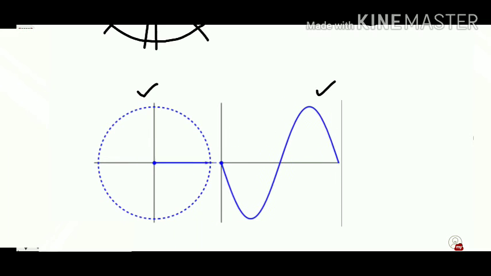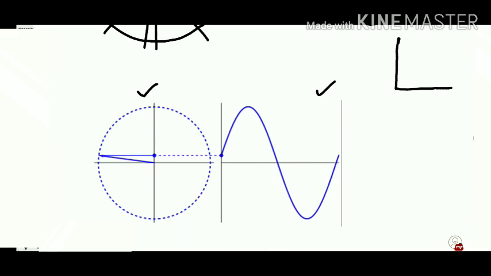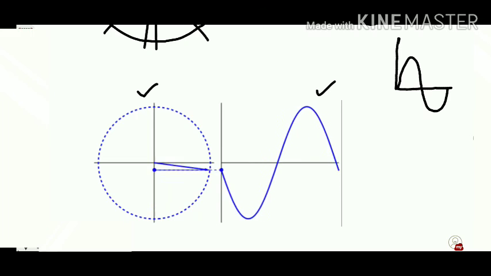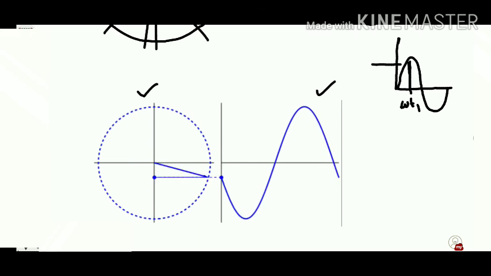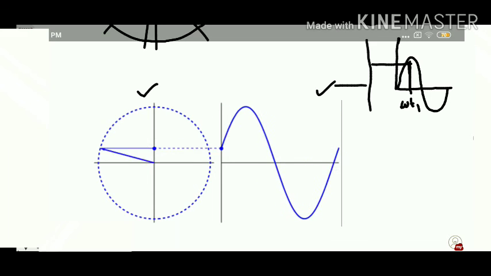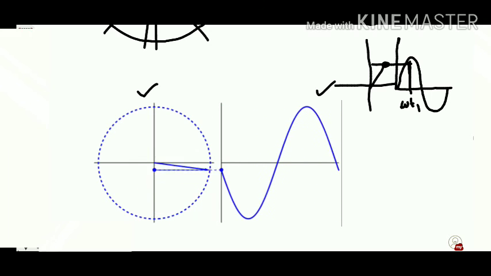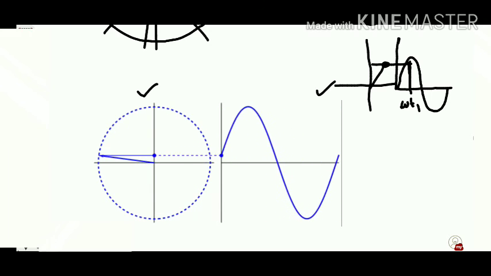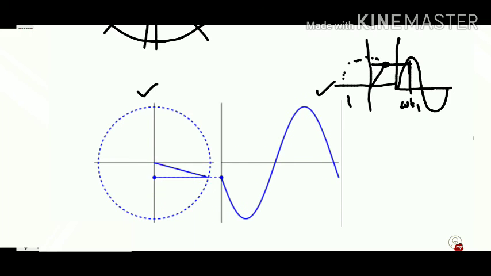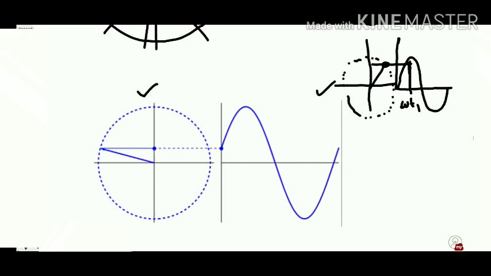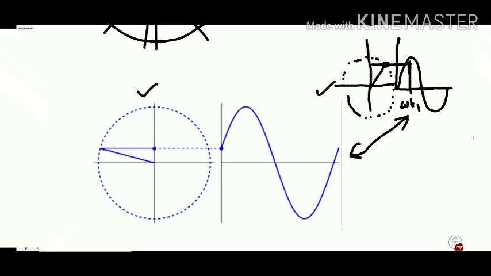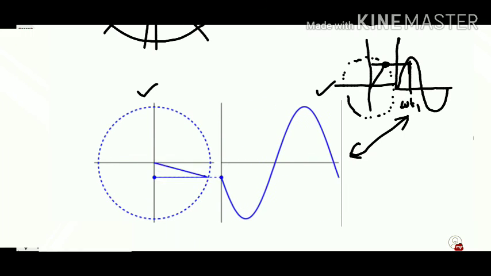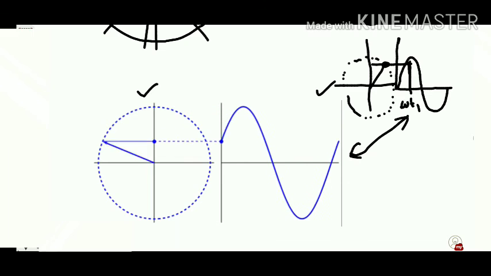That means if our graph is like this, for an angle, say omega t1, correspondingly I can draw a phasor like this. For omega t2, like that I can draw and depict it, and then if I join this entire vector, it will look like a circle. This is the phasor diagram. Now let's draw the same for our resistor. Clear?